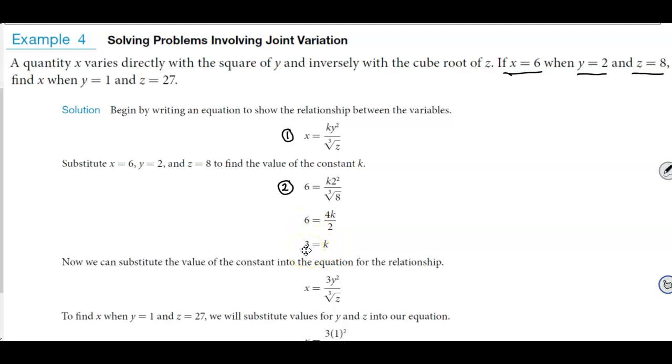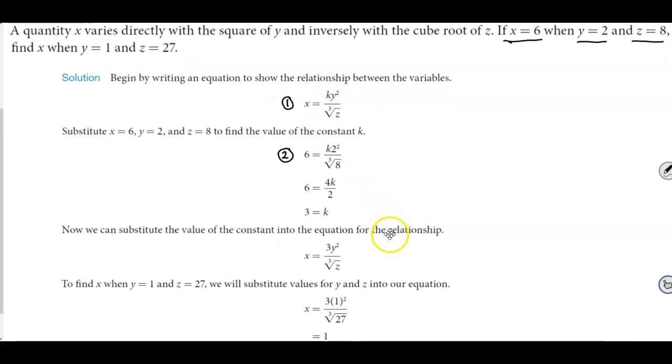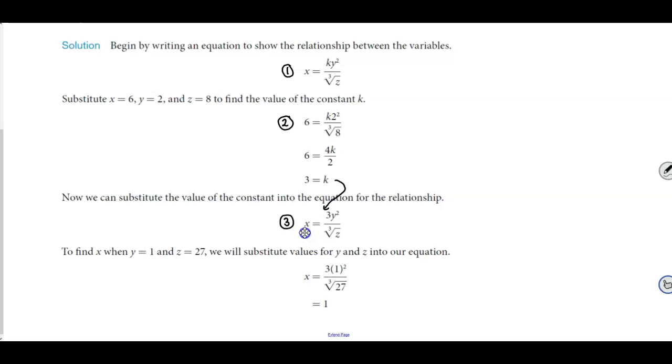Now we're going to substitute the value of the constant into the equation that we've created in number 1 for the relationship. So now in step 3, we determined that k was equal to 3, and that's the reason why now k is 3 in this formula. So now x is equal to 3y squared divided by the cube root of z.